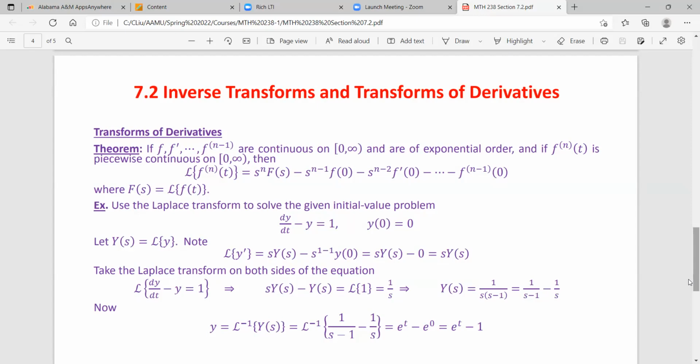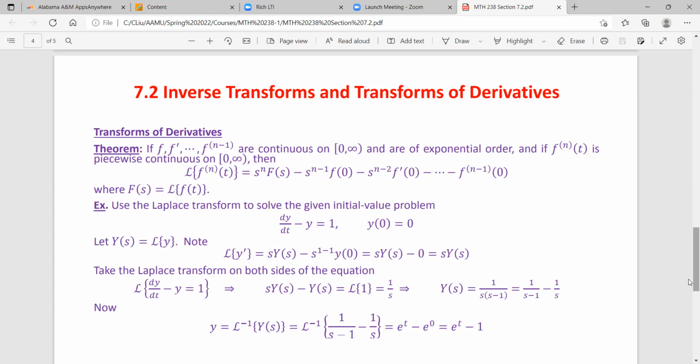So now we can take the inverse Laplace transform on both sides to get the solution y for the original problem. What you do is just take the inverse Laplace transform of 1 over s minus 1 and 1 over s. We know the inverse Laplace transform of 1 over s minus 1 is e to the t, and the inverse Laplace transform of 1 over s is just 1, if you remember. So the final answer is just e to the t minus 1.